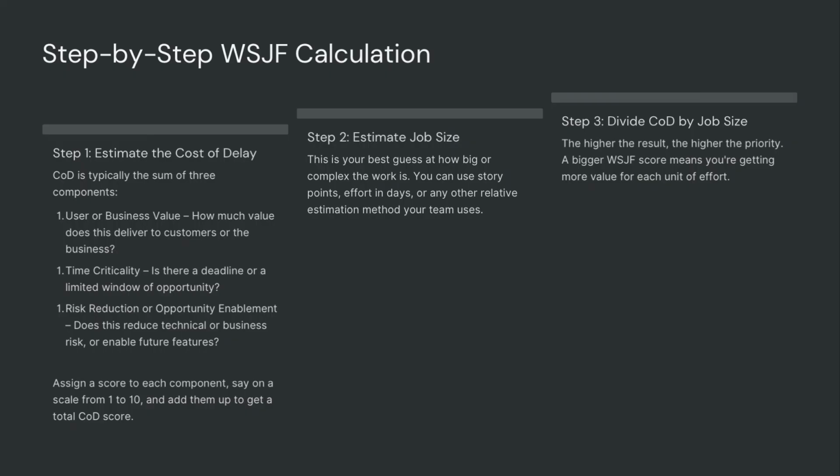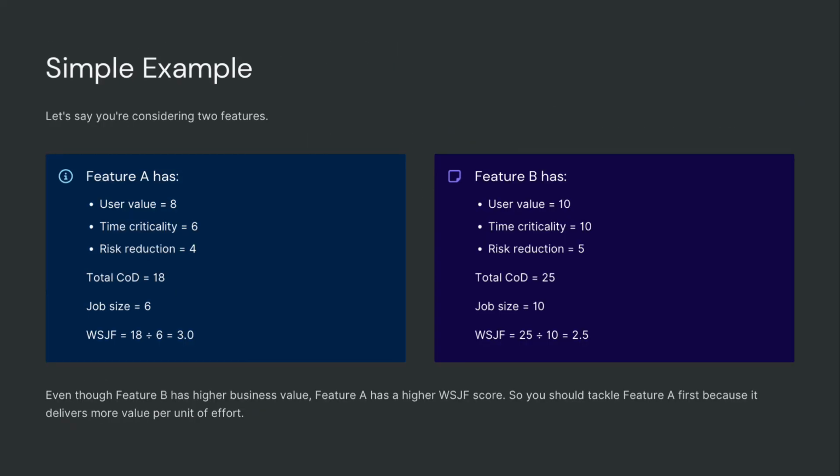It's quite elegant, actually. Let's make it concrete. Maybe an example. So we have two features we're considering. Feature A, let's say user value is 8, time criticality 6, risk reduction 4, total COD is 18. And the job size estimate is 6 points. So WSJF is 18 divided by 6. That's 3.0.